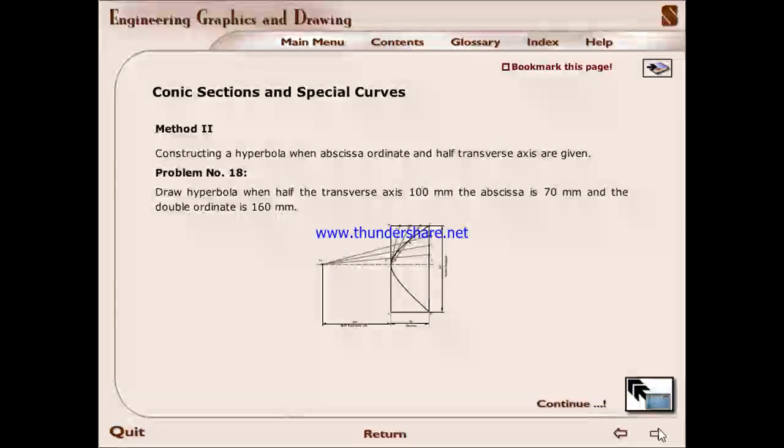Now next method, constructing a hyperbola when abscissa, ordinate and half transverse axis are given. Problem number 18. Draw a hyperbola when half of the transverse axis is 100 mm, the abscissa is 70 mm and the double ordinate is 160 mm.